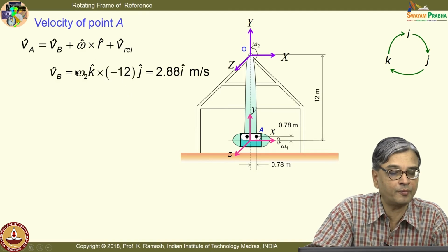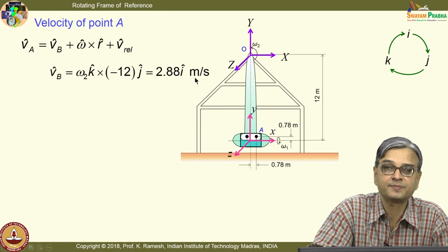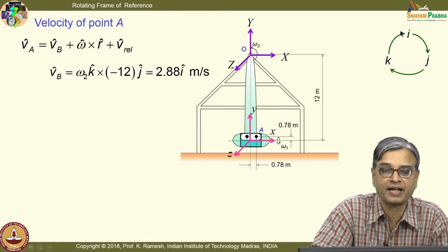So, that is nothing but omega 2 k and the distance that is given. So, that turns out to be 2.88 meters per second. So, for facilitating all the product rules, I have this. This is the usual way to find out the sign. Do not make a mistake in your sign.